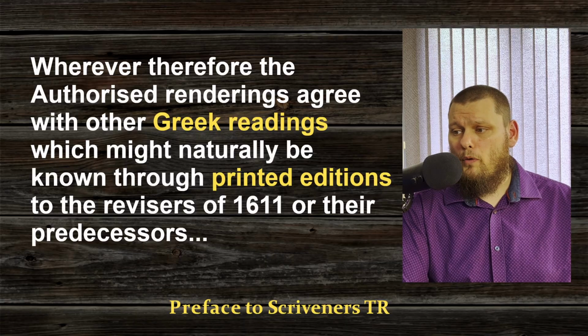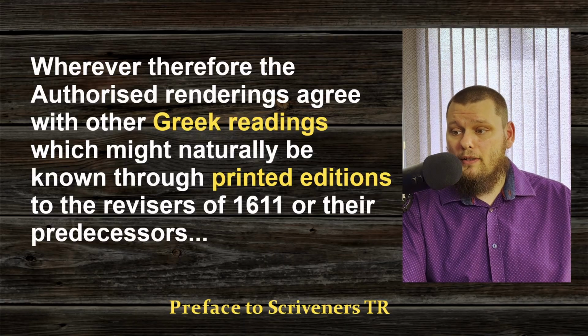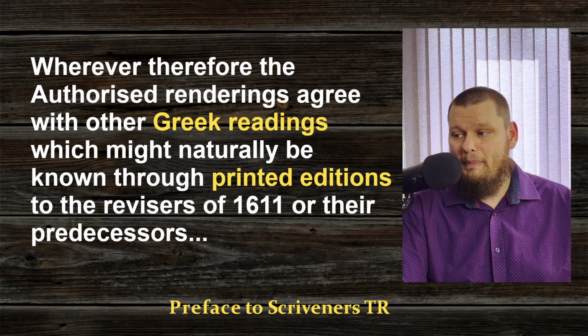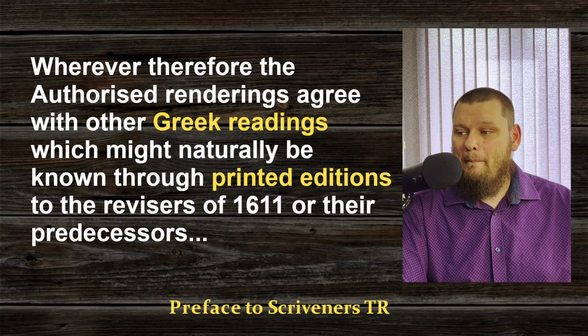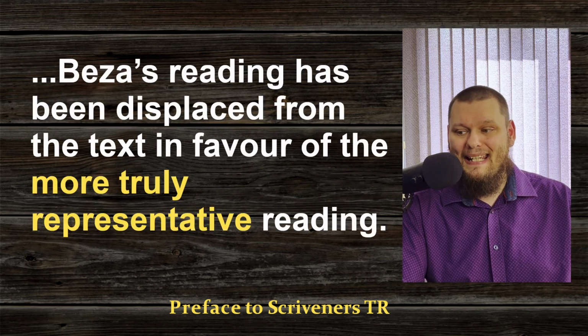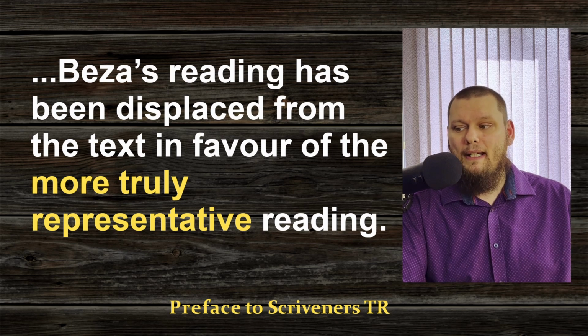I want to note this again from the preface of Scrivener's Greek New Testament. It says, "Wherever therefore the authorized renderings agree with other Greek readings, which might naturally be known through printed editions to the revisers of 1611 or their predecessors, Beza's reading has been displaced from the text in favor of the more truly representative reading." So in other words, Scrivener used Beza's edition as his base text, but made changes to it when it varied from the King James Version. So those changes were added in and based on other printed editions rather than his own translation work.